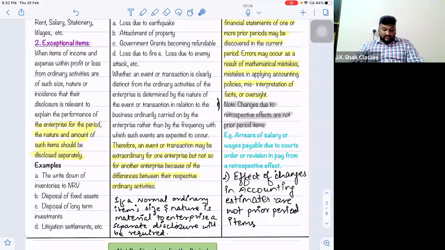Now, what you have to do is, this one paragraph is actually with respect to ordinary items only.